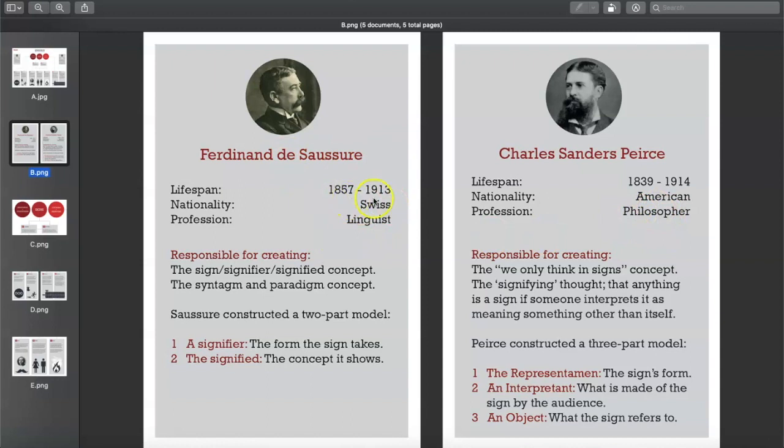What is it telling us to do? This gentleman was Swiss and this gentleman was an American. And you can see here that Ferdinand was responsible for the whole sign, signifier, signified concept, what we just went over. He came up with the idea that certain symbols are telling us to do certain things. And he came up with the syntagm and paradigm concepts. He constructed this two-part model.